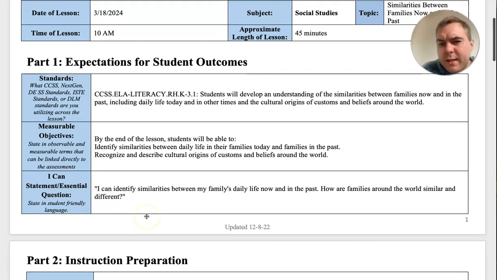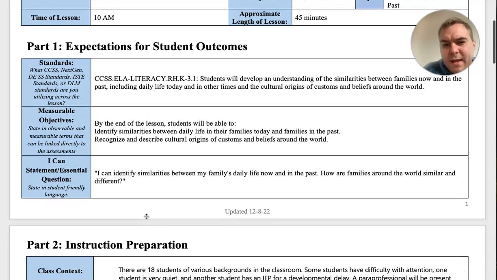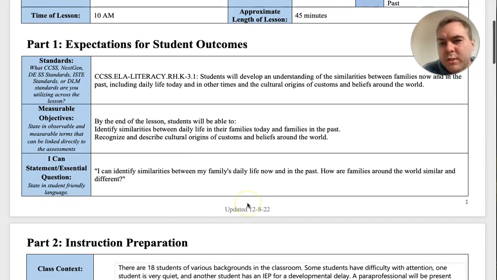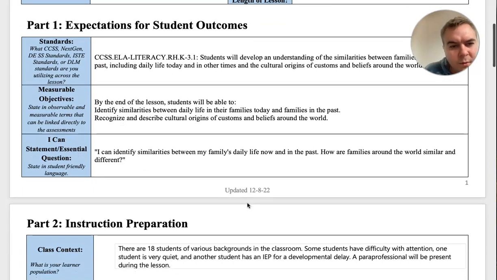Students will develop an understanding of similarities between families now and in the past, including daily life today and in other times, and the cultural origins of customs and beliefs around the world.